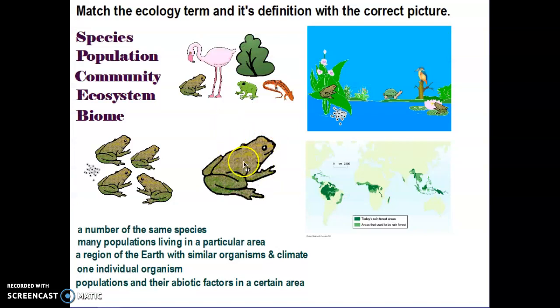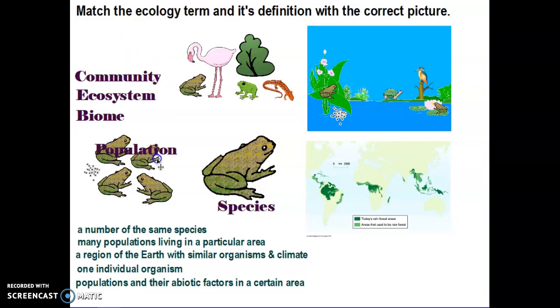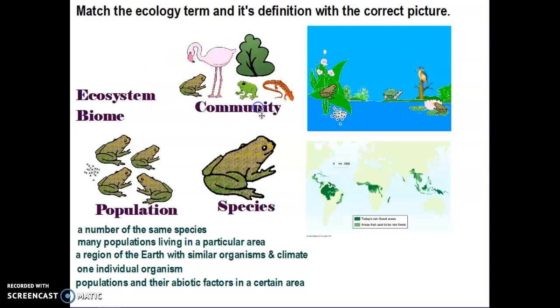This one single frog, obviously, would be a species. Okay, and then let's just move up in order. For population, it would be all the frogs in the particular area. So I'm going to make that this one with the eggs. Okay, community, remember, is still only living things. So I think our choices would be between this one and this one. Obviously, this is just focusing on the living things. So this would be a community.